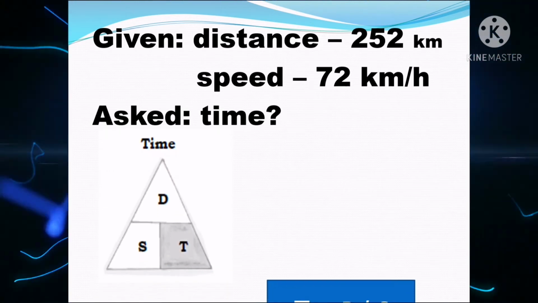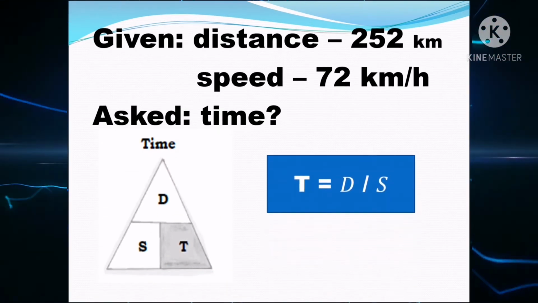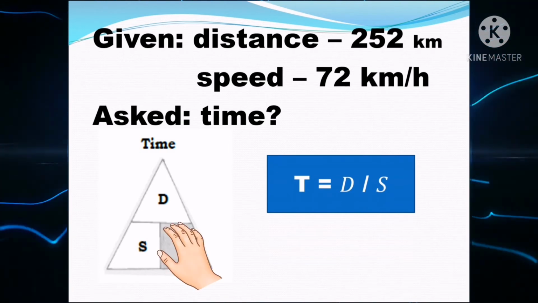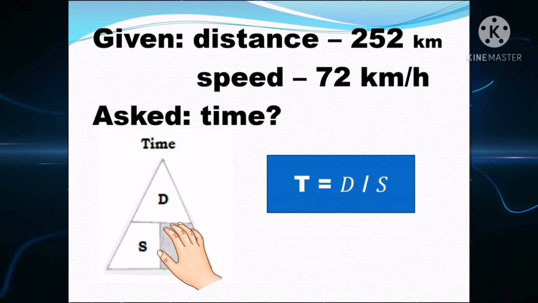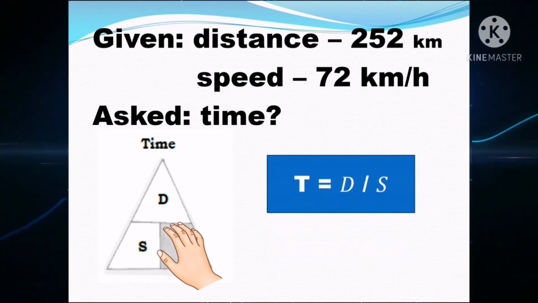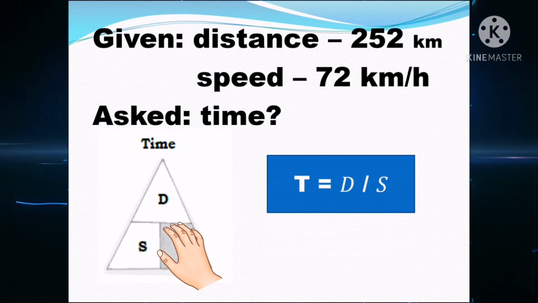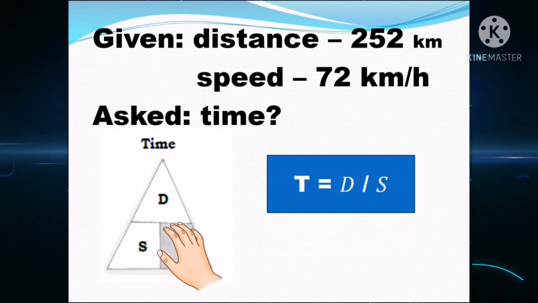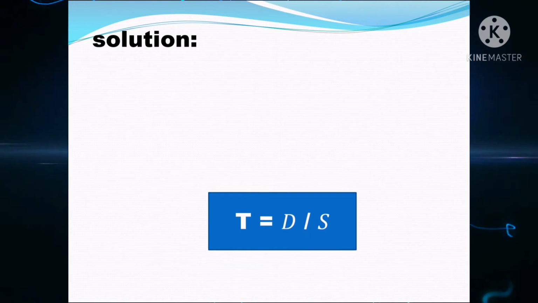So to find the time using the magic triangle, we just need to cover letter T with our hand. And as you can see, the remaining variables are D and S, where D is over S. So our formula must be T equals D over S, or T equals distance over speed. Now, let us have the solution using this formula.